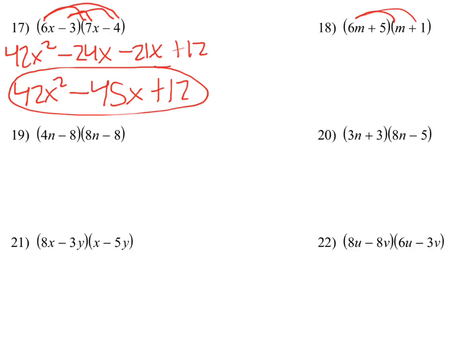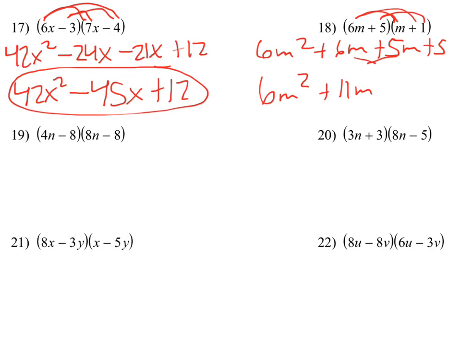So I'm going to take this and distribute that part through. You'll get 6m squared plus 6m. And then you do 5 times both of those. You get 5m plus 5. And I'm going to combine the like terms together: 6m squared plus 11m and then plus 5. That one's done. Moving on to 19.